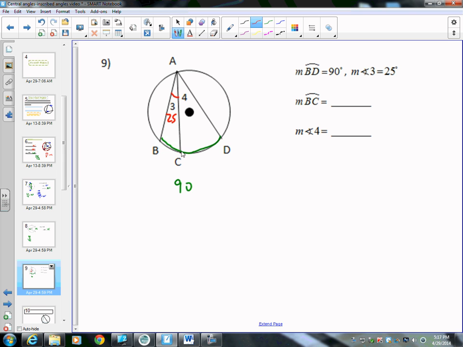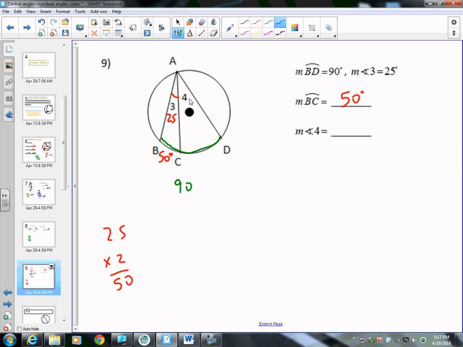So I'm going to start with the arc BC. Well, how do I find this? Well, if the inscribed angle is 25, we just multiply it by 2 to find the arc. So 25 times 2 is 50, meaning BC is 50 degrees.